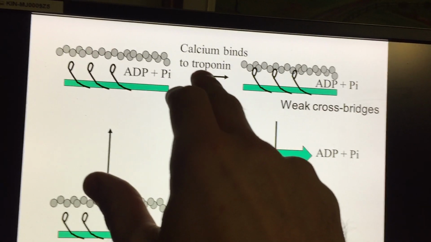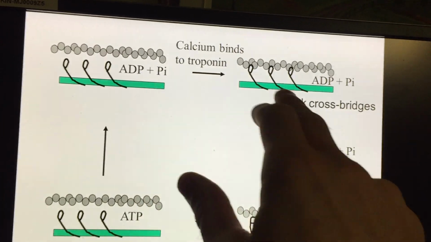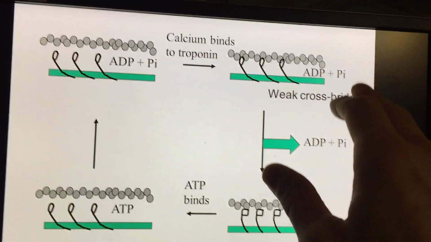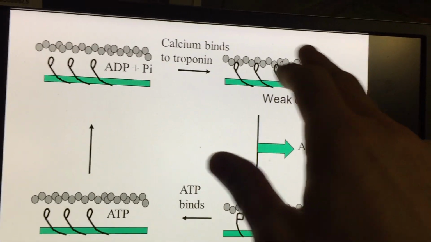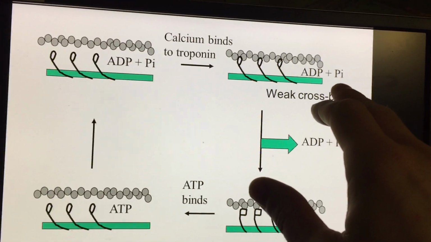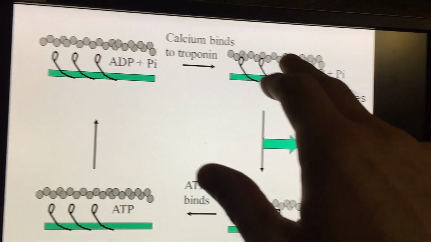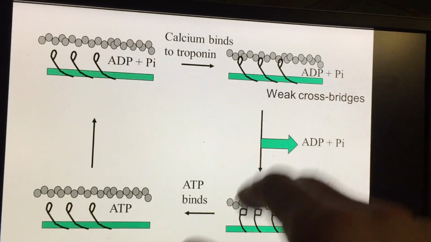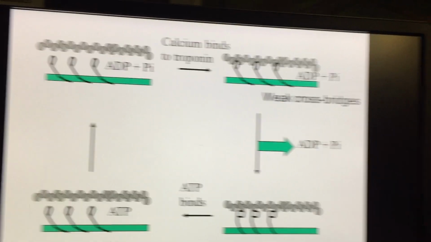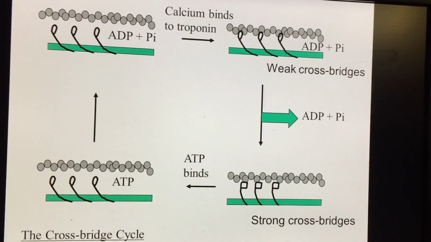You get calcium binding to troponin. That lifts the tropomyosin off the actin, allows myosin to form cross bridges with actin. If you still have these breakdown products from ATP, or adenosine diphosphate and inorganic phosphate, then that prevents a strong cross bridge between the myosin and the actin, and you have weak force production. Those have to be kicked out for your strong cross bridge to be formed.